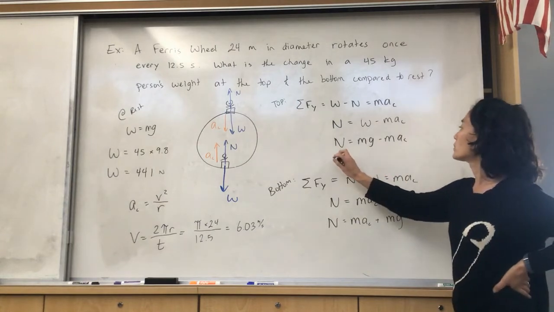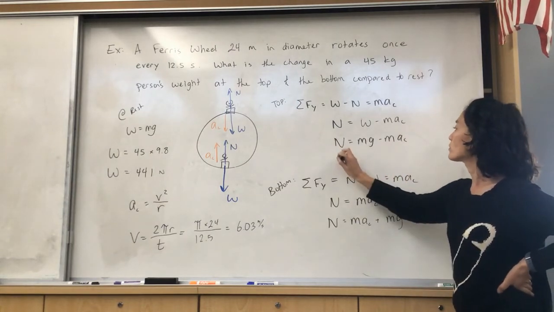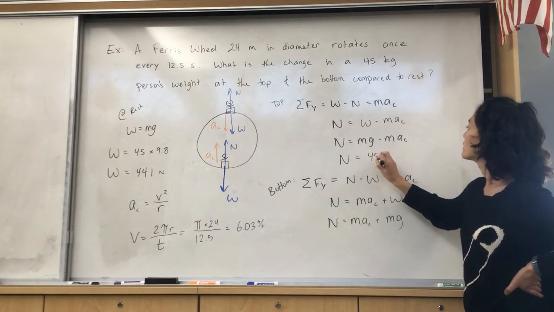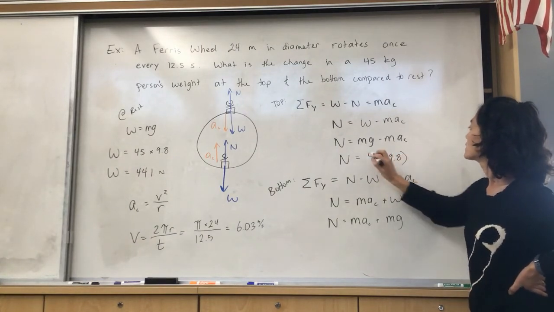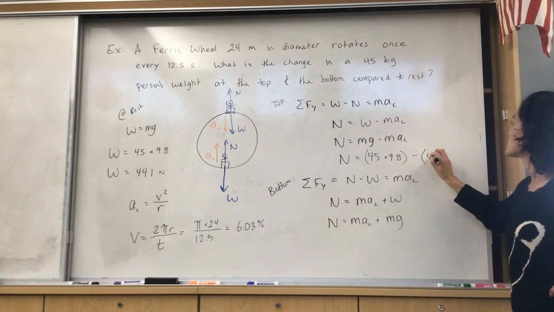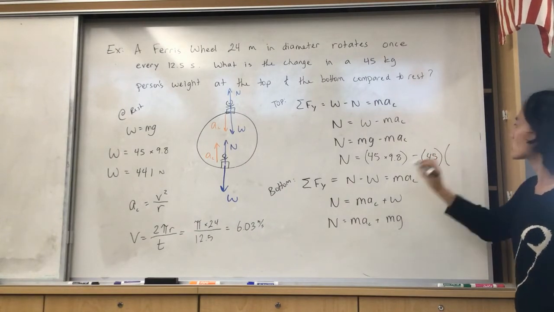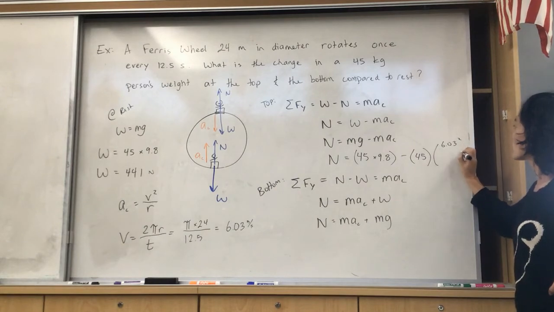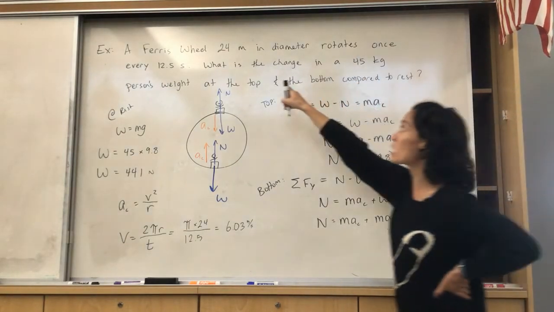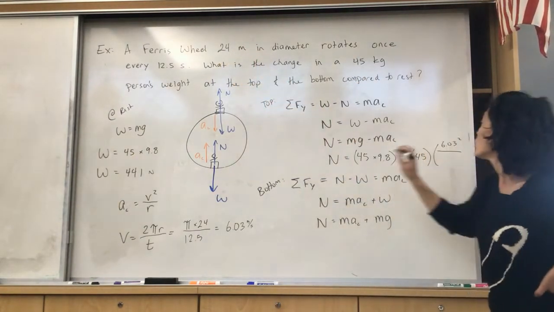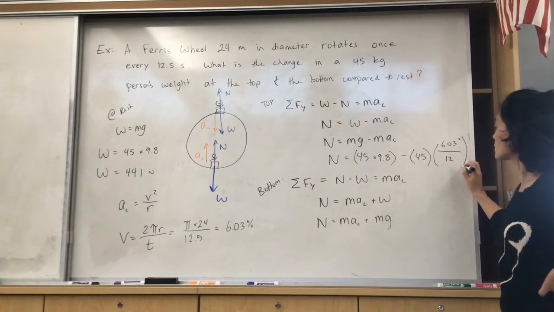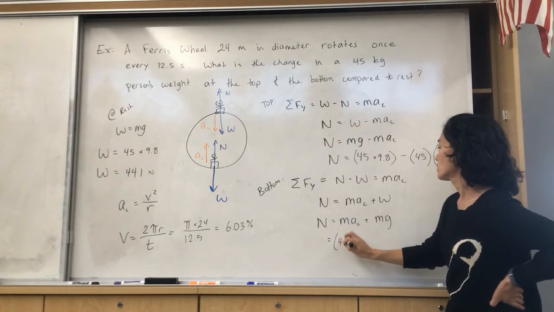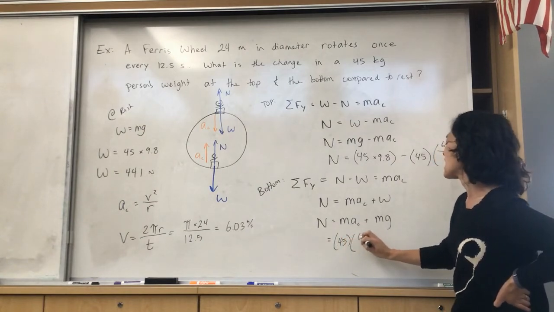And so now you could actually plug in. If we know a_c is equal to v squared over r, this is going to become my mass, 45 times 9.8, minus my mass times my v squared, so 6.03 squared over my radius. So remember radius, this is the diameter, so divided by 2 will be 12. And then same process here, this would just be 45 times, now we're just adding.